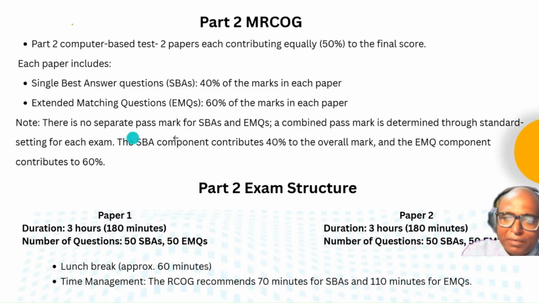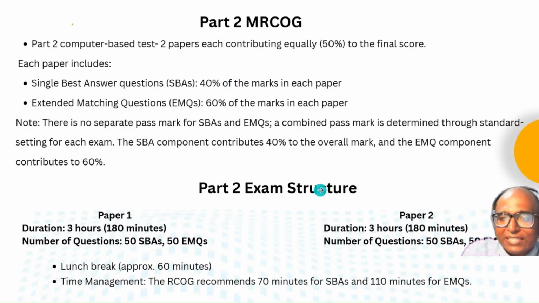So there is no separate pass mark for SBA and EMQs. A combined pass mark is determined through a standard. Every year the standard for passing is different. The SBA component contributes 40% of the overall marks, and the EMQ contributes around 60%. So more weightage is given to the EMQ in the second part, while in part 1 of the examination you will only have the single best answer question.